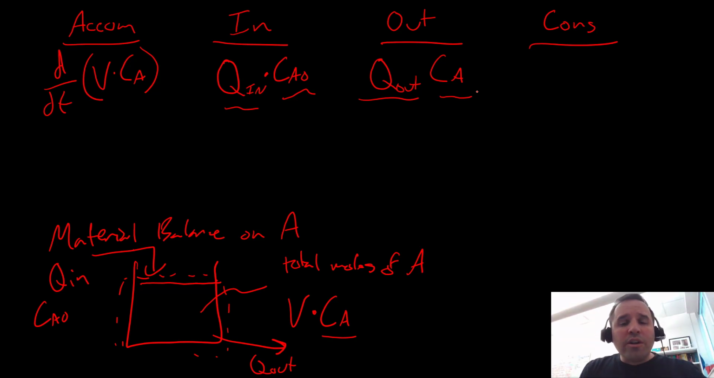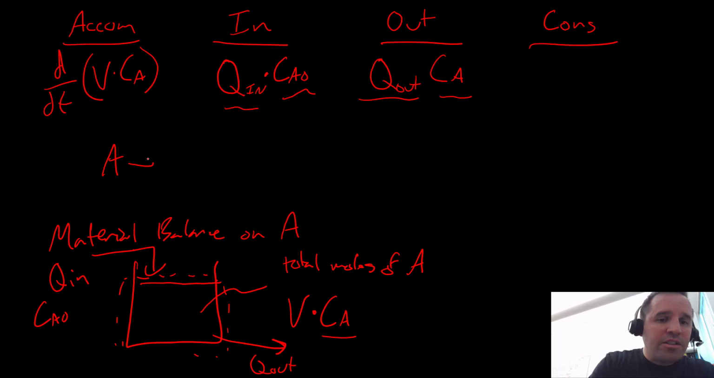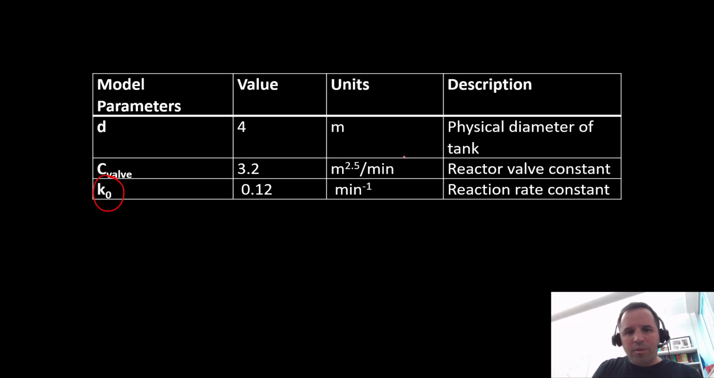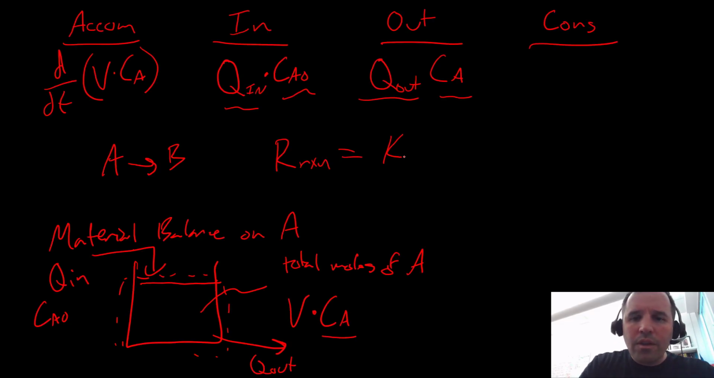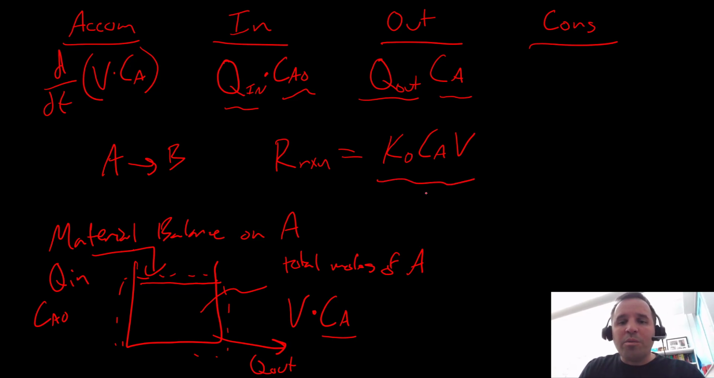A is also going to be consumed in our system as this reaction from A to B happens. The reaction rate is going to be given by our first order rate law. So I'm going to create this new variable called R reaction, which is going to be equal to our K, and remember that was K0, multiplied by the concentration of A multiplied by the volume. Again, if we did a unit check here, we should get that this has units of kilomoles per cubic meter. So I'm going to go ahead and put that into our consumed part of the equation.